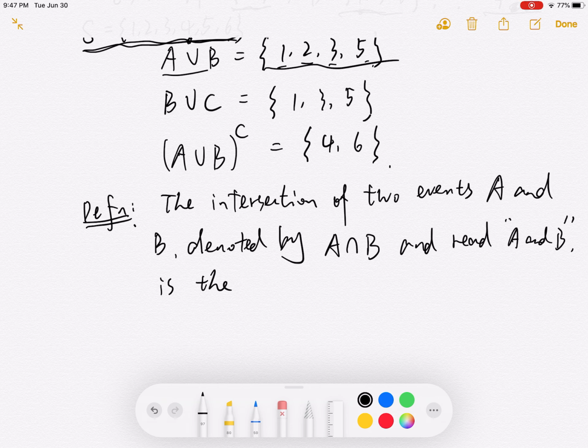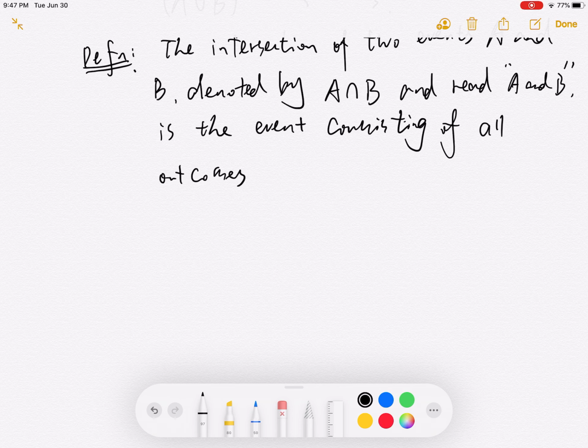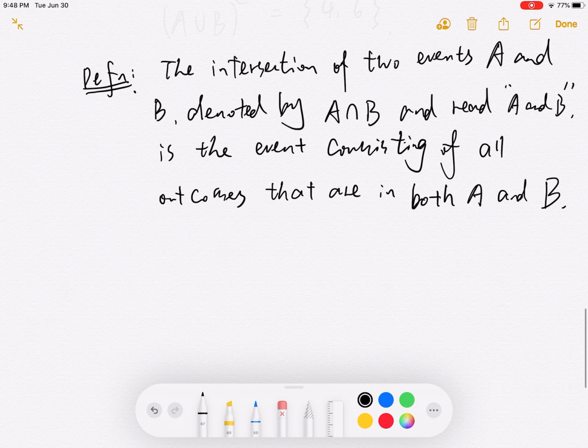Is the event consisting of all outcomes that are in both A and B. So based on the definition here, if we want to find out the intersection, we just need to find out the common part or the overlap part of A and B.